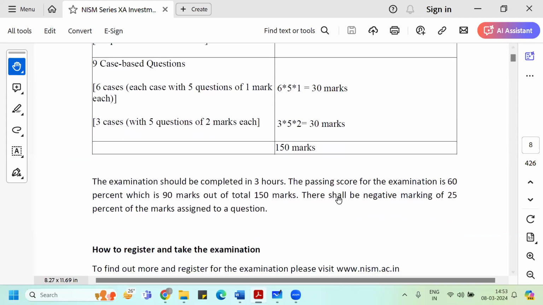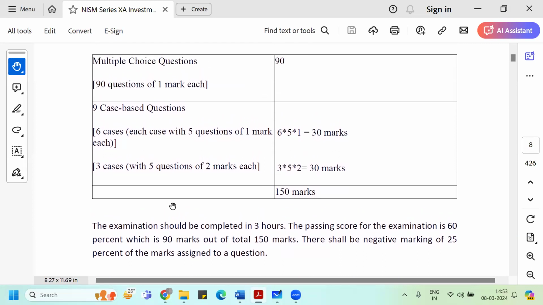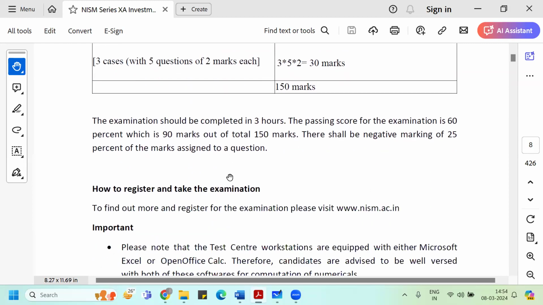The examination will be of 3 hours, and the passing score for the exam, as you can see, is 60%. That means out of a 150-mark exam, you have to get a minimum of 90 marks to clear this. Talking about the composition of these 150 marks, 90 marks you will get straight away from MCQs, and the remaining 60 marks you will get from case studies. You can see 6 cases will come for section A, where you'll have 5 questions of 1 mark each, and then another 3 cases where you have 5 questions of 2 marks each. So just keep this in your mind.